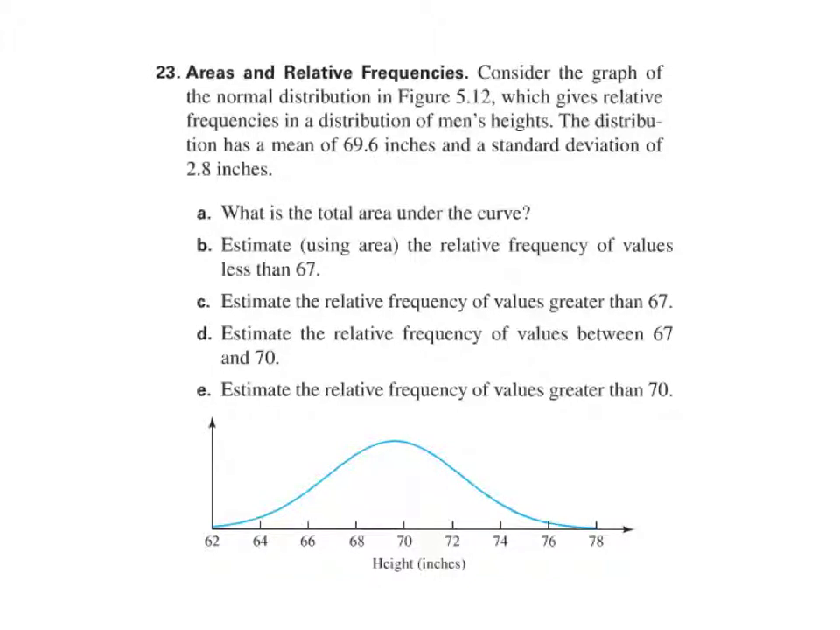So how do you answer these kind of questions where, I mean, we almost don't know quite enough yet about normal curves. So here's how you want to think about it, and actually it'll pay off later on. They're telling us the mean is 69.6 inches. So that's right smack dab in the middle. And because these are symmetric distributions, the mean and the median are the same.